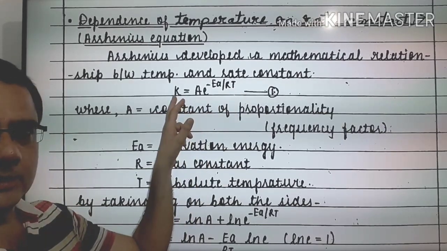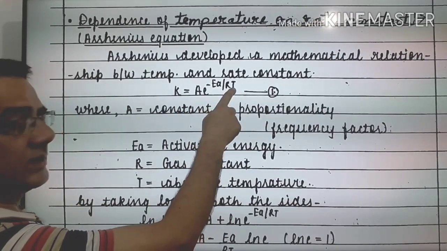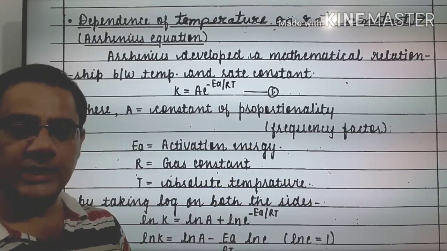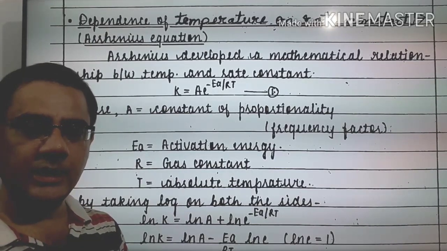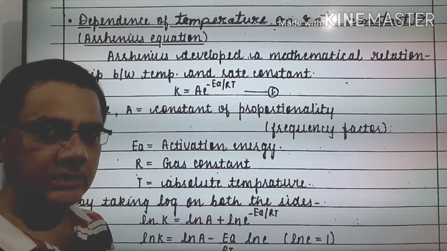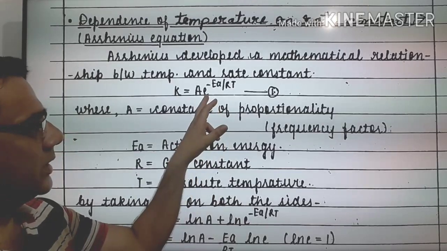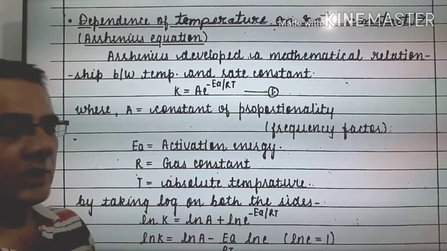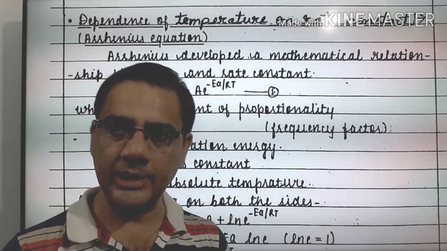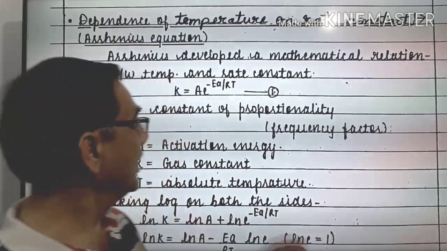k is called the rate constant. The exponential factor, as I just told you, is the fraction of the molecules whose energy is equal to or greater than the activation energy. What is activation energy? I will let you know at the end of this chapter. Remember again, e to the power minus Ea upon RT is the fraction of the molecules whose energy is equal to or greater than the activation energy.